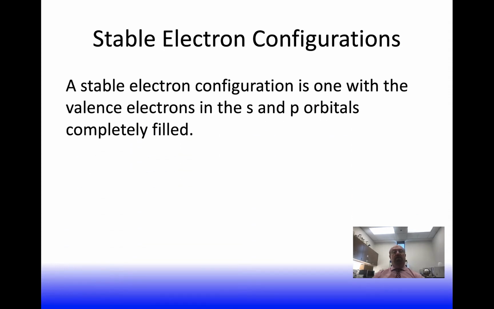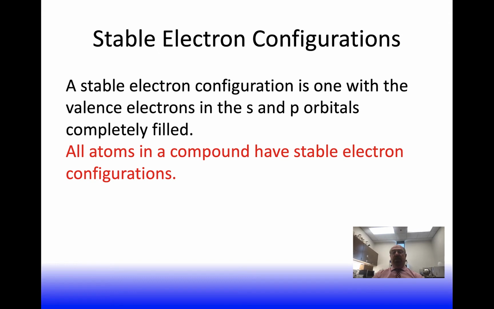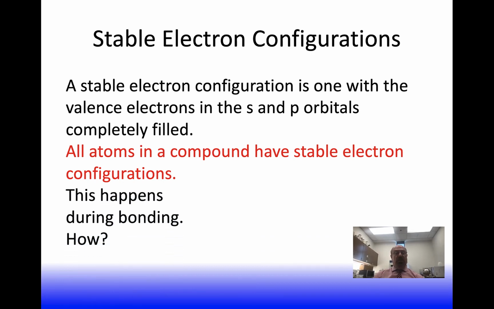Now, a stable electron configuration is one where the valence electrons in the s and p orbitals are completely filled. All atoms in a compound, whether it's an ionic compound or a covalent compound, have stable electron configurations. That is, all their s and p orbitals are full. They have a total of 8 electrons. This happens during bonding.